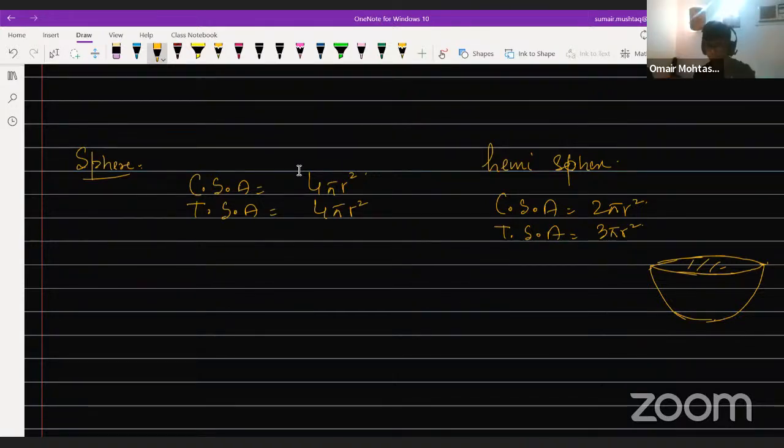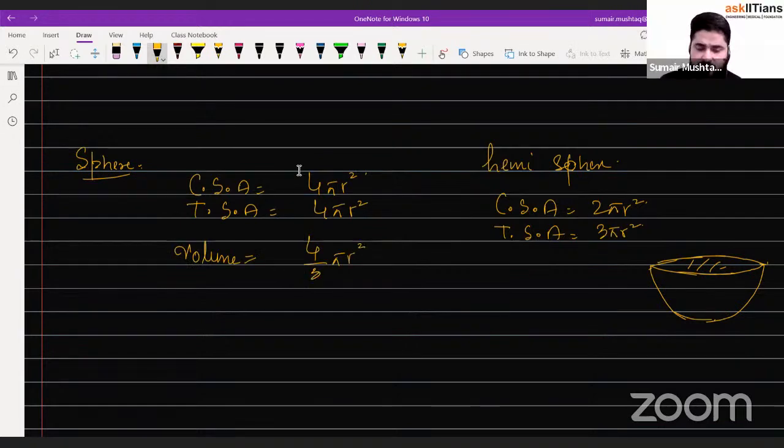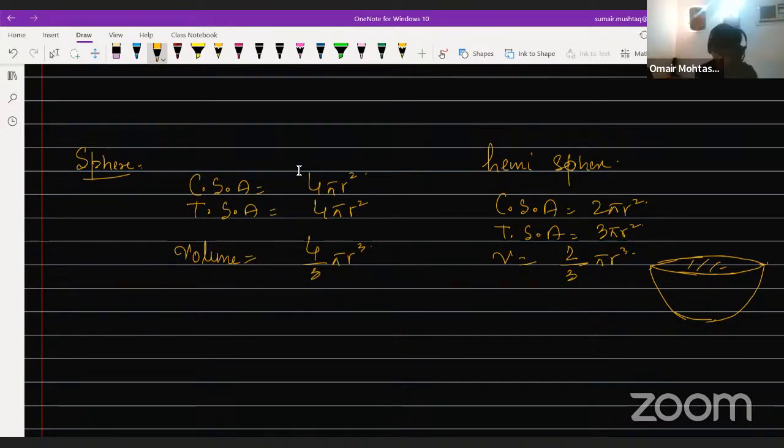Hemisphere or sphere? 4 by 3 pi r cube. And the volume for this hemisphere is 2 by 3 pi r cube. Isn't it? Yes, sir.